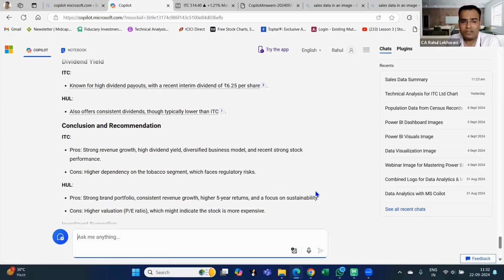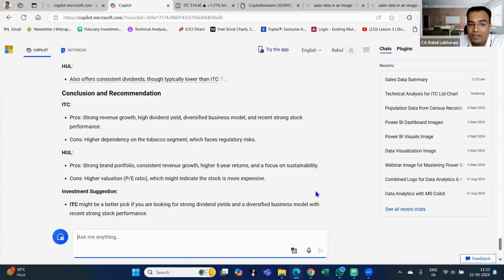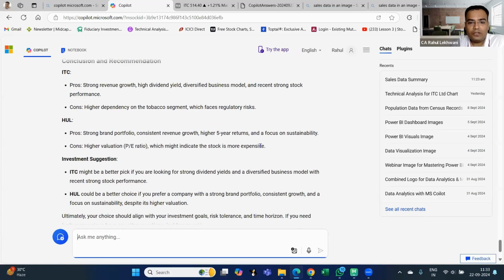Cons: higher dependency on the tobacco segment. Of course, ITC is known for tobacco also, right? So it has a lot of dependency on tobacco, and tobacco is an area of regulatory affairs. So it is giving me each and every aspect. While HUL has a strong brand portfolio, it is a very old company with a very strong lineage. Focus on sustainability. P/E ratio indicates that the stock is expensive.